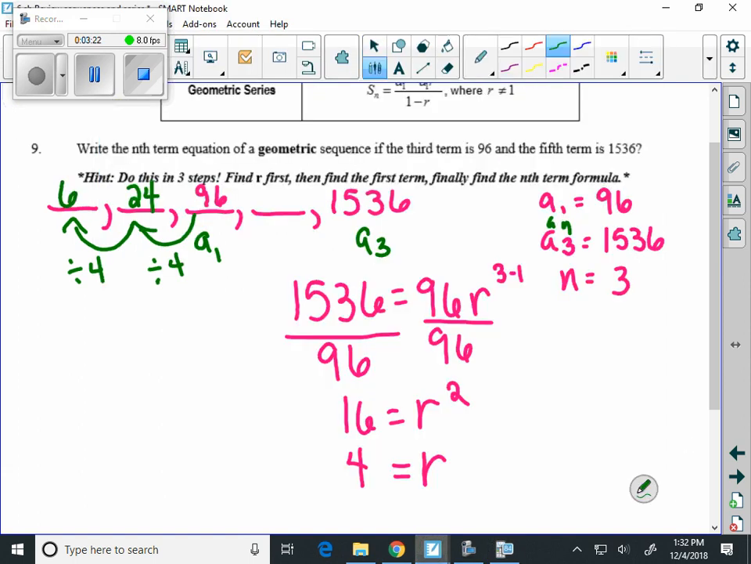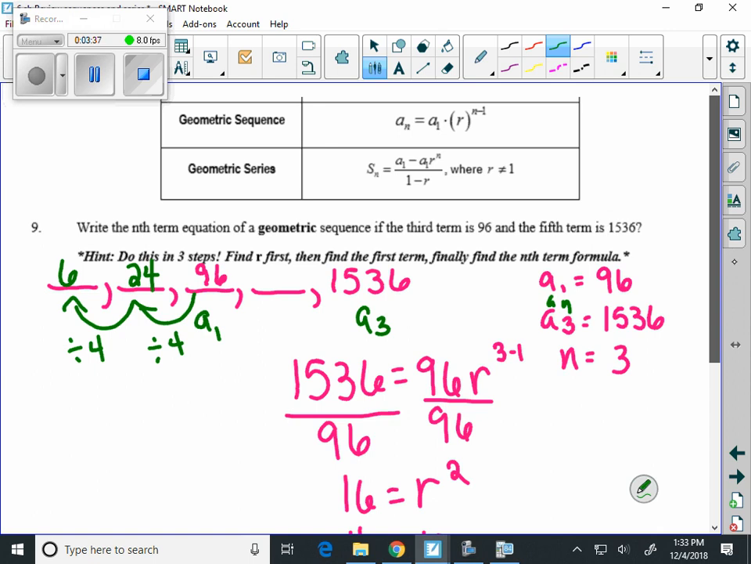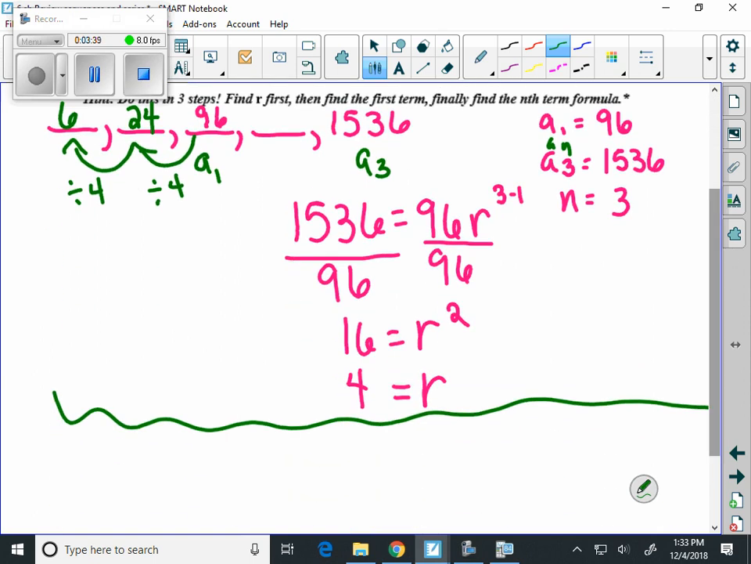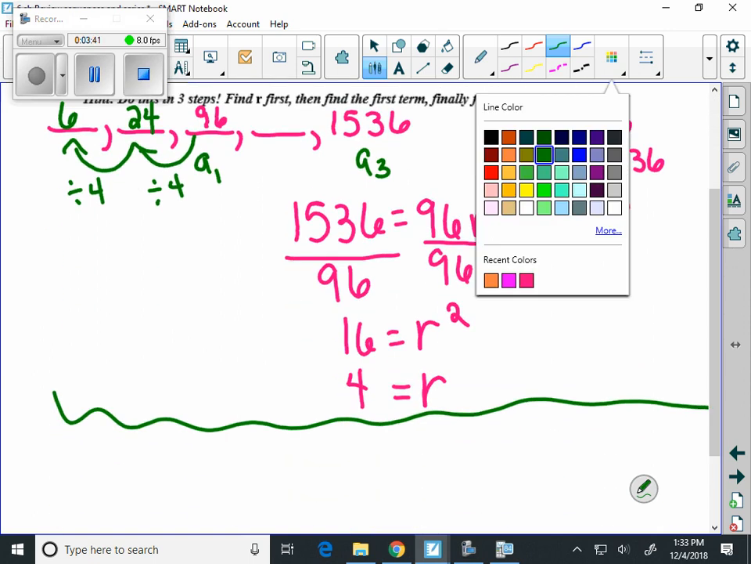So now what we know in this problem. So we've done that. First find r, we found r. Then we found the first term. So now we can find the nth term formula. So we're still using the top equation here. And we're just going to fill it in here.